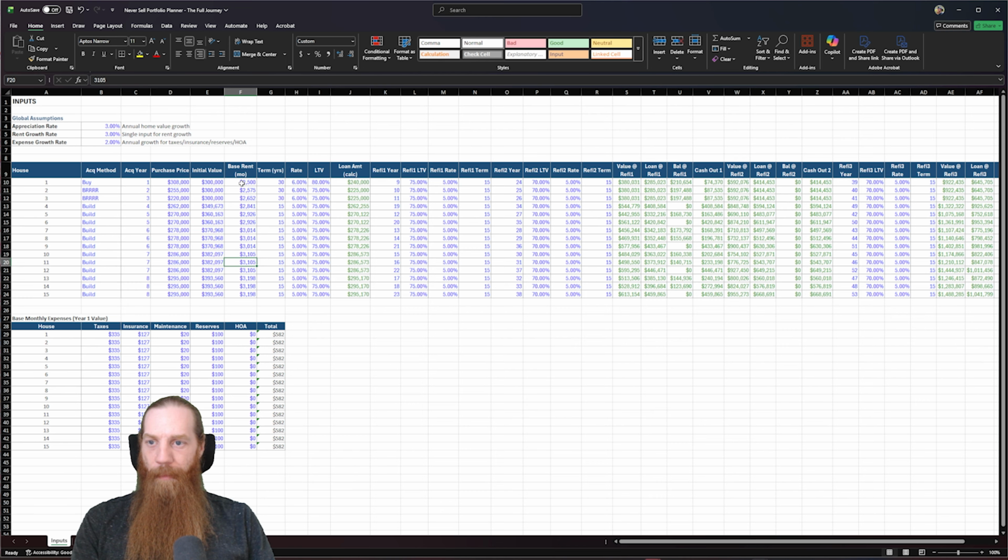Essentially. But the numbers that you're putting in this table, unlike the expenses table, all these numbers need to be exactly what they are at the time of acquisition. So if you're acquiring, let's say, house number 6, you're acquiring it in year 5, that base rent that you enter right here should be what the base rent is for year 5. Okay.